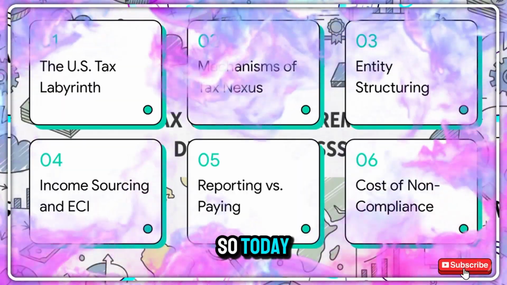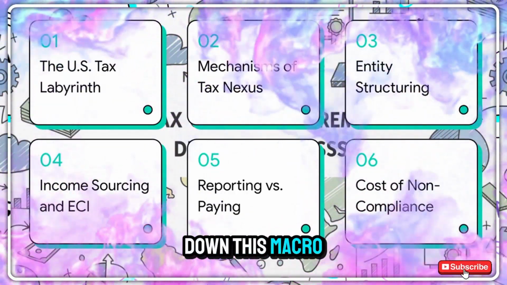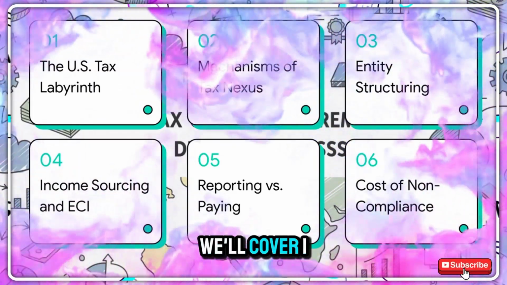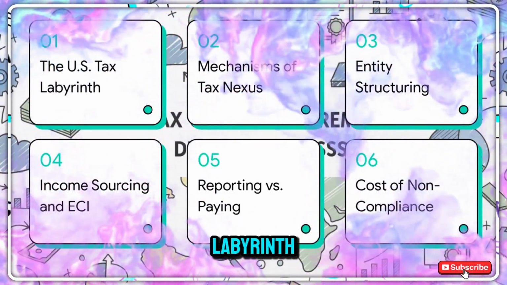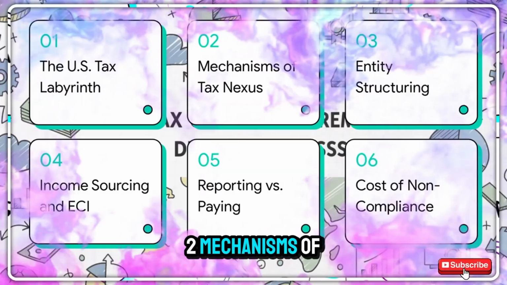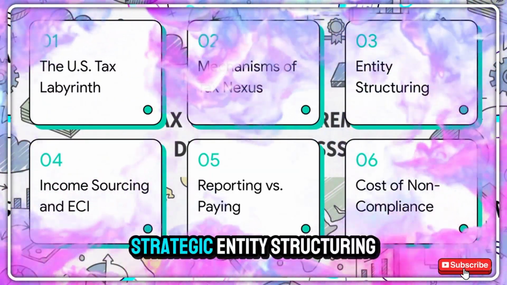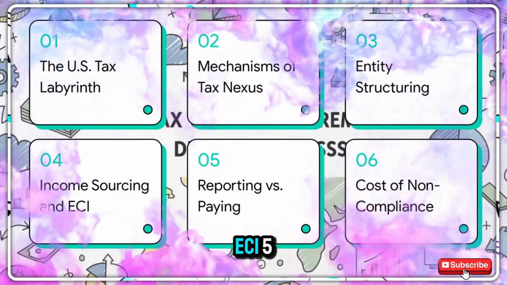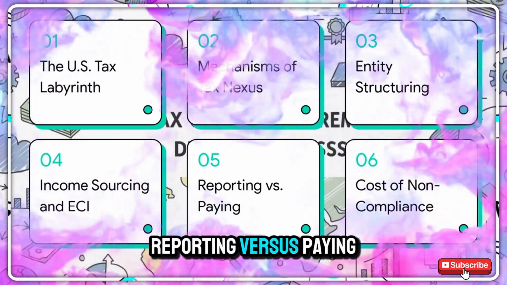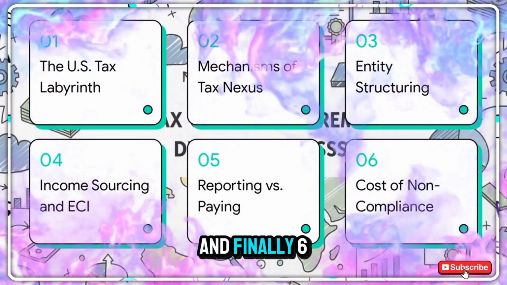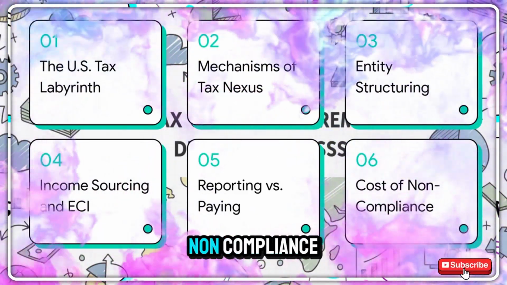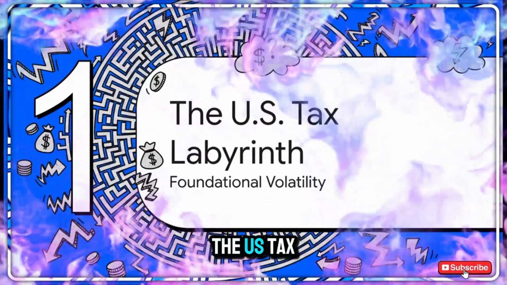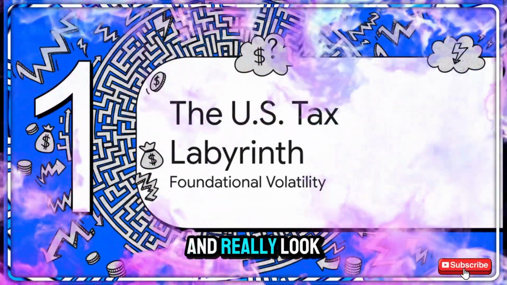So today, we're going to filter down this macro-level chaos into actionable mechanics. We'll cover 1. The US tax labyrinth. 2. Mechanisms of tax nexus. 3. Strategic entity structuring. 4. Income sourcing and ECI. 5. Reporting versus paying taxes. And finally, 6. The cost of non-compliance.